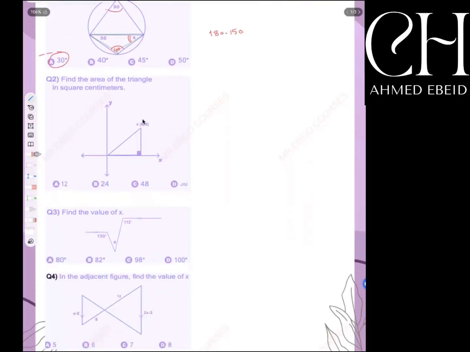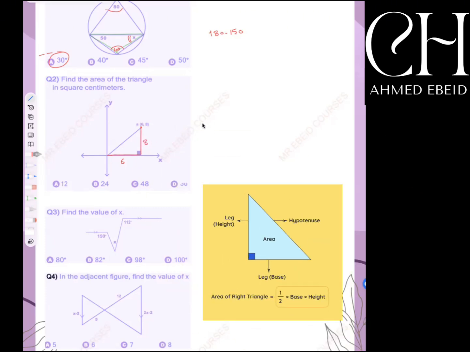Question 2. Find the area of the triangle in square centimeters. We have the point A, which is 6 and 8. What is the meaning of 6 and 8? It means in the x direction, or the x coordinate is 6, so this length is 6. And this length is 8. And you know that the area of the triangle, its formula is half times base times height.